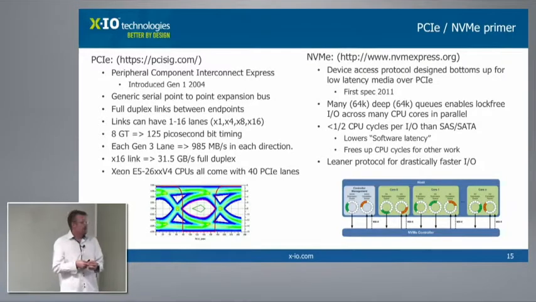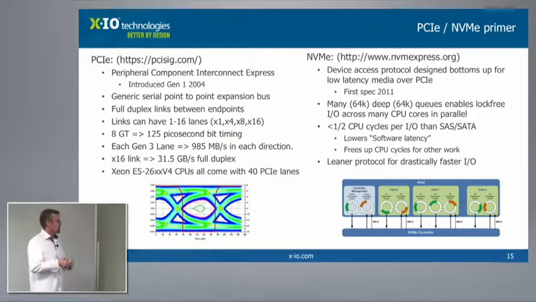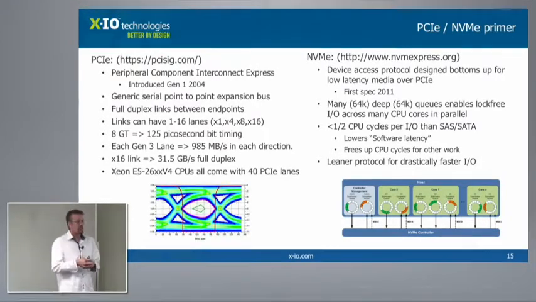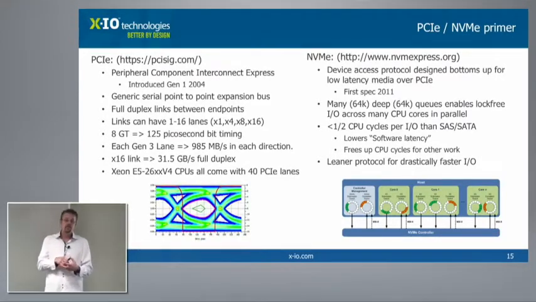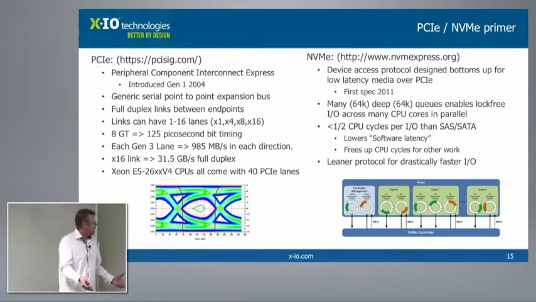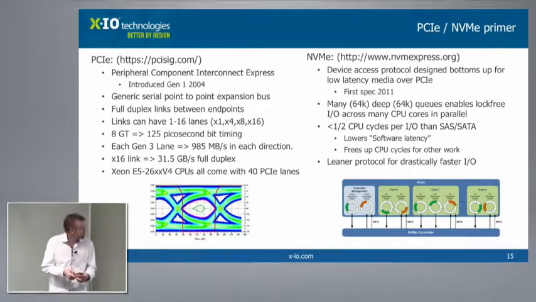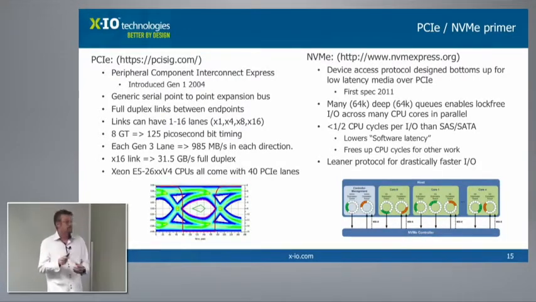8 gigatransfers a second means that it's 125 picosecond bit timing, right? So these bits fly really fast, and there's a lot of them running there, right? Each lane adds up to almost a gigabyte a second in each direction. So full duplex in one lane is 2 gigabytes a second. That's all built into the chip right there, right? And we haven't really exploited all of that. So we're like, okay, let's expand on that. So essentially, a by 16 link gives you close to 32 gigabytes a second full duplex. And every CPU comes with it, and you're not paying any extra for it.